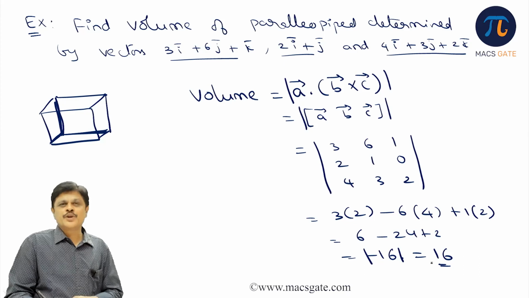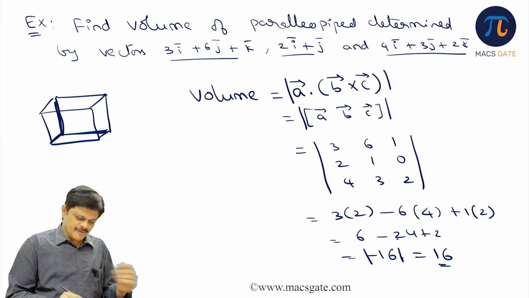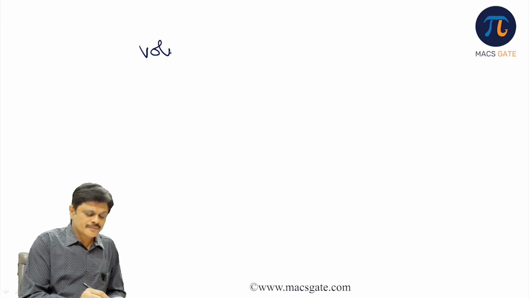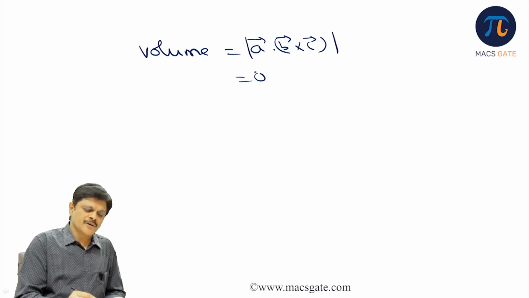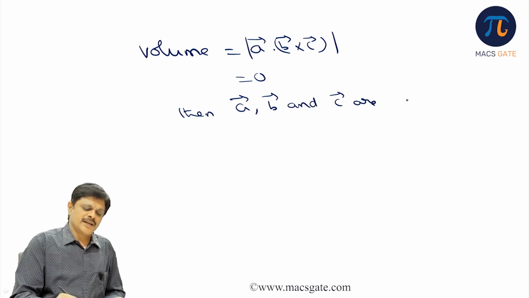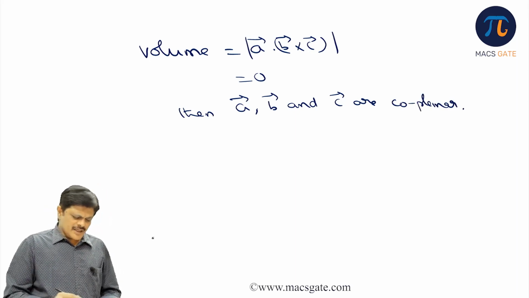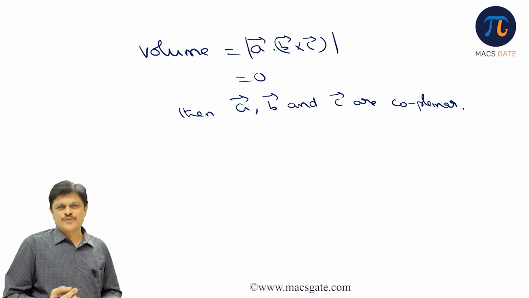And if this volume is 0, it means they are coplanar vectors. Am I clear? All these vectors are on the same plane, so you cannot find a volume for that. So if the volume is 0, that means if the absolute value of A dot B cross C is 0, then A, B, C are coplanar. Is the idea clear? So these are some basic applications of what we discussed so far. Am I clear?